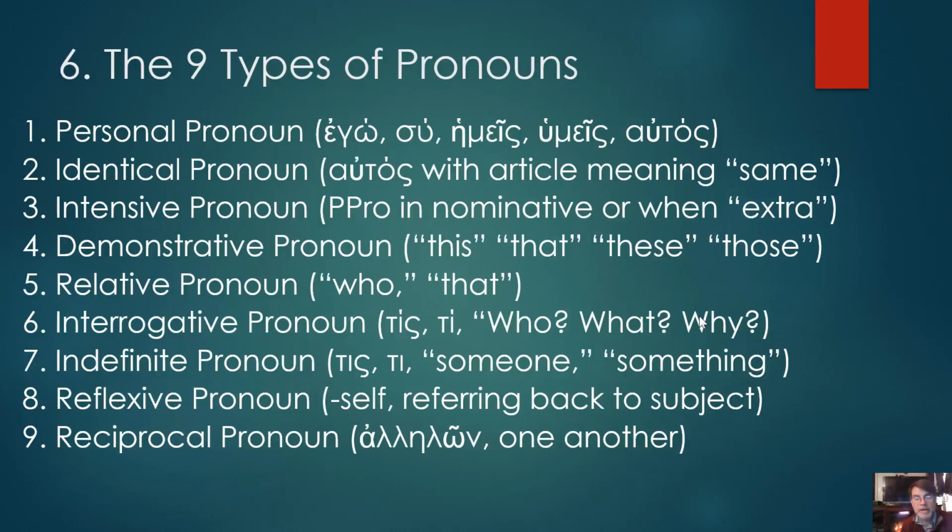Finally, the last kind of pronoun is the reciprocal pronoun. This is just a vocabulary word. Allelon means of one another, because that's genitive. If it's dative, it means to or for one another, and if it's accusative, one another is the object. So these are the nine different kinds of pronoun.